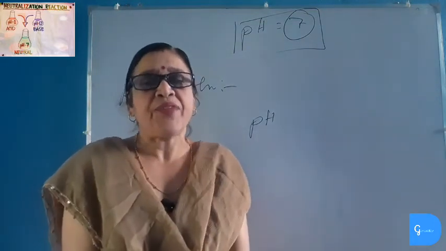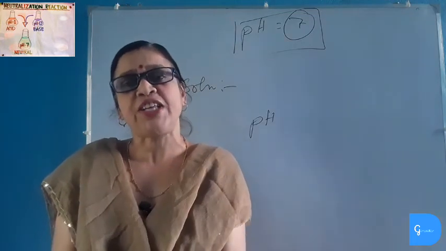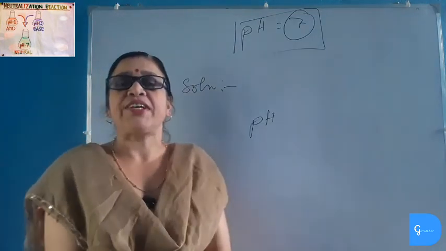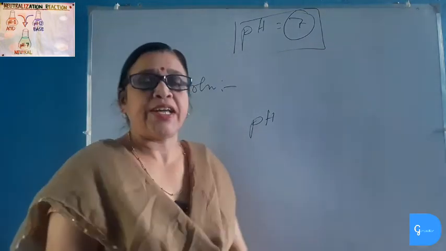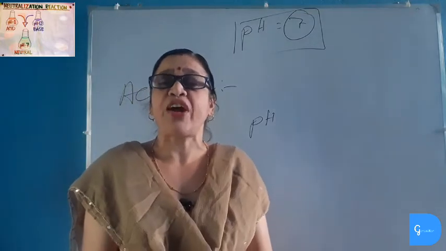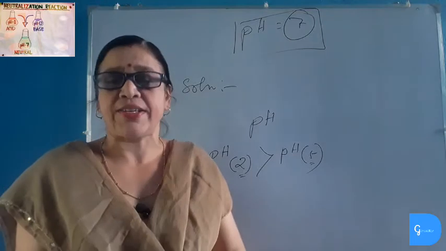For example, if we take two acidic solutions having pH value 2 and another having pH value 5, then we can say that the acidic solution having pH value 2 is more acidic than the solution which has pH value of 5. pH is inversely proportional to hydrogen ion concentration.